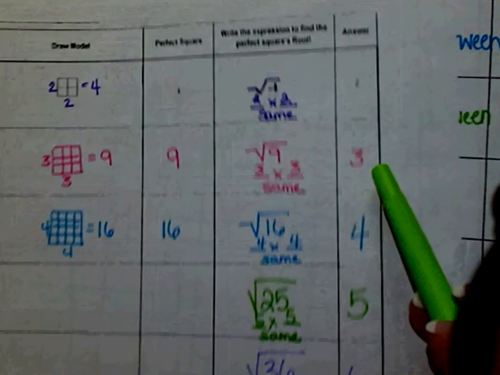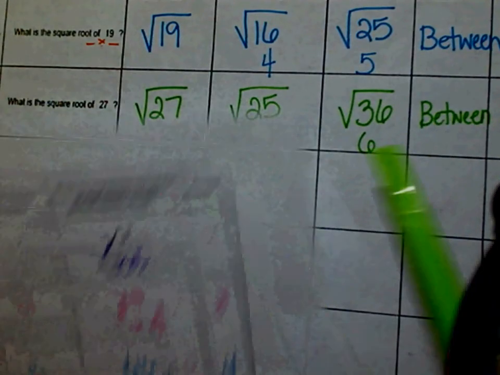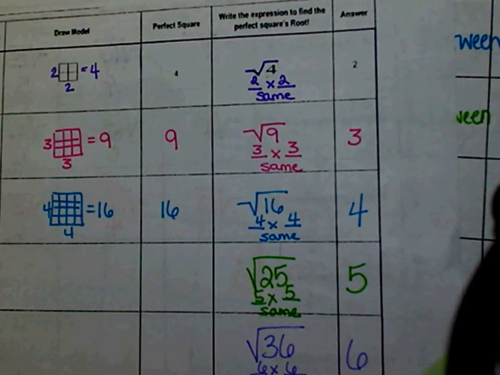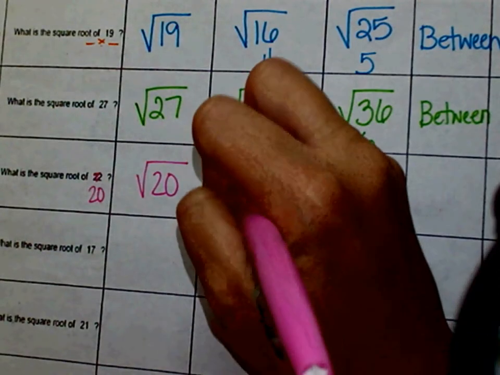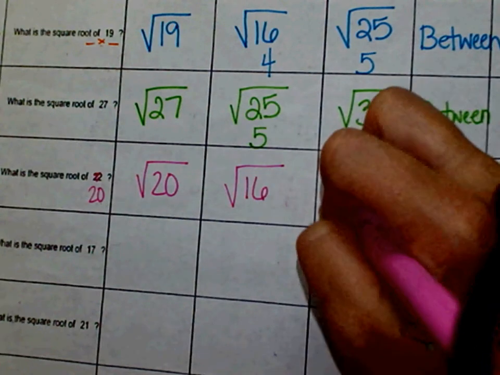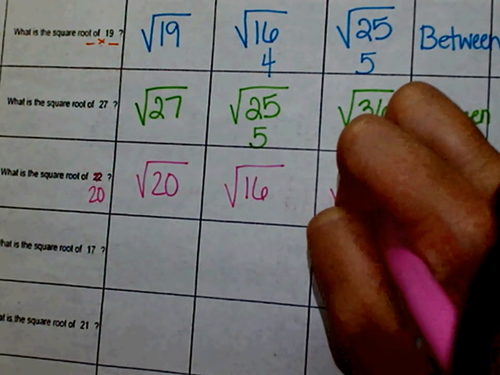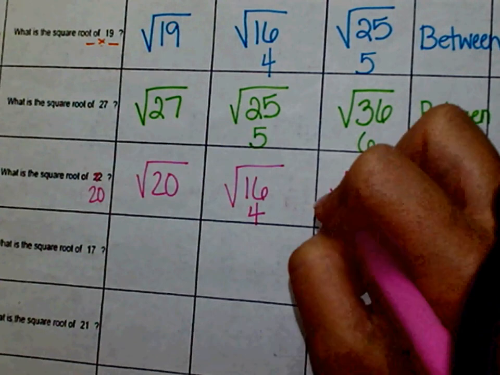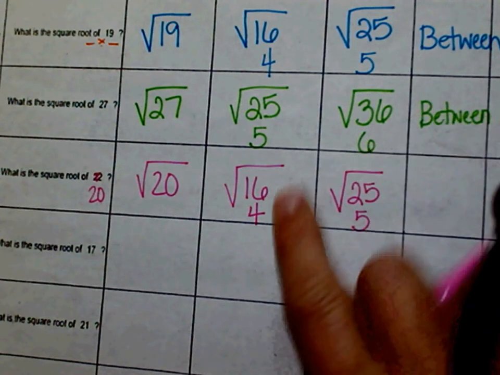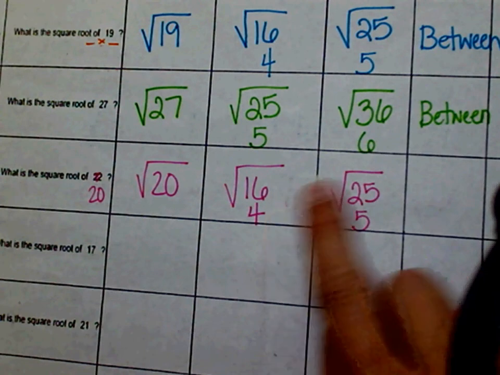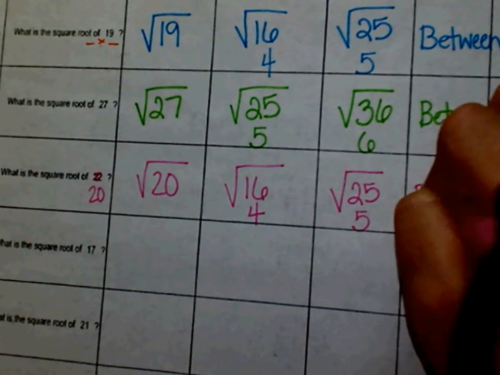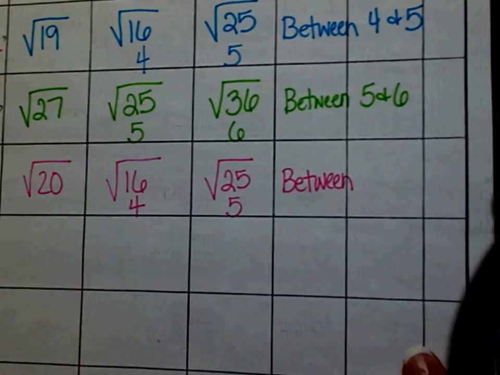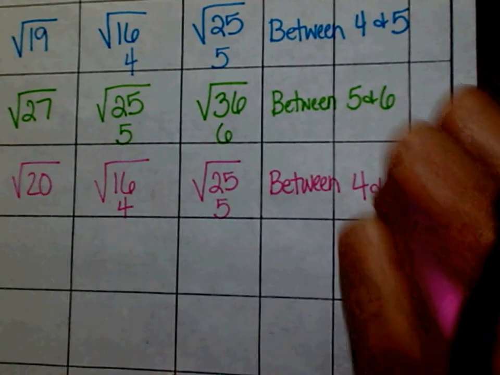So instead, let's find what 20 would fall between. Okay, 20 would fall between 4 and 9, no. 9 and 16, no. 16 and 25, yes. So just like the 19 up here, the square root of 20 would fall somewhere between the square root of 16 and the square root of 25, but we don't want to answer in square root form. The square root of 16 is 4, the square root of 25 is 5, so our answer would be the square root of 20 is somewhere between 4 and 5.